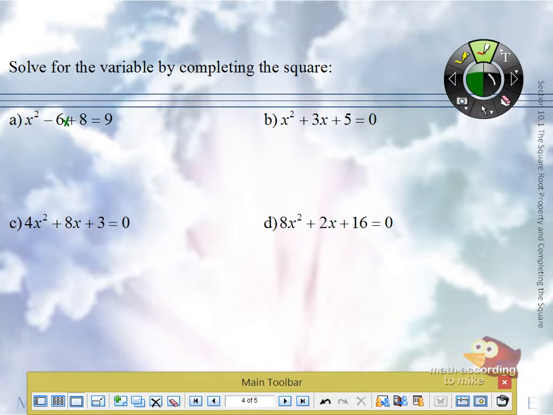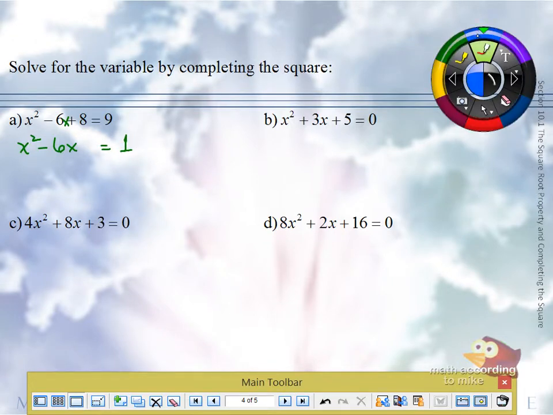Right. So remember your 2 steps that must be completed first. Step 1. Get the variables by themselves. In this case, we're going to subtract 8 from both sides. Step 2. Make sure the leading coefficient is a 1. Well, that's already done for us. If it weren't a 1, if it were 5, for instance, we'd have to divide all 3 terms by 5 first. But we're okay.